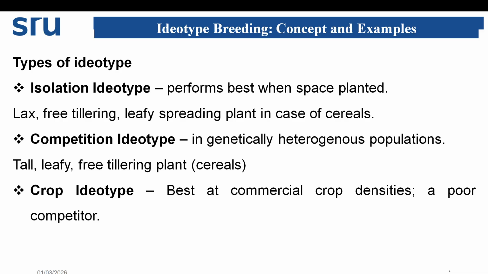Next, the competition ideotype. This competition ideotype is an example in a genetically heterogeneous population. Then the third type, the crop ideotype. The crop ideotype performs best at commercial crop densities, which is a poor crop. This crop ideotype is a poor competitor.